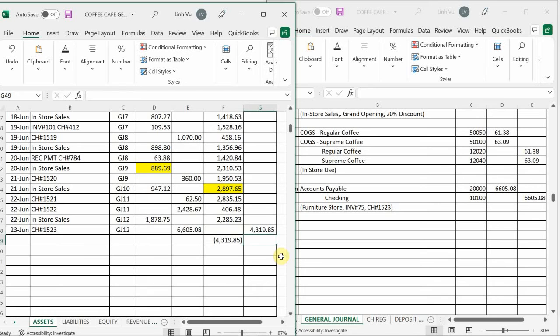Was it for it not to overdraw? Yes, it's called the overdraft protection fee, or overdraft protection plan, which is the line of credit. In this case, we got approved for $10,000 of a line of credit in case of overdraft.